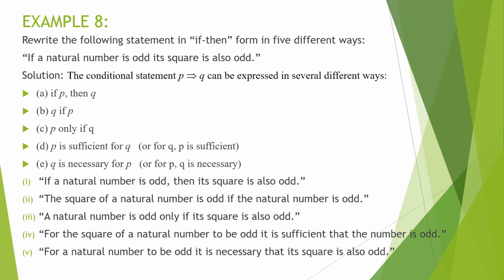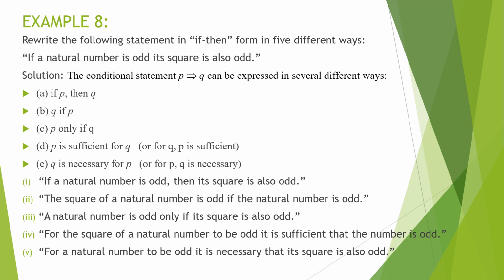Now see, while defining if-then type of conditional statement, we had seen we can write it in 5 different ways. So the next example says that rewrite the following statement in if-then form in 5 different ways. The given statement is, if a natural number is odd, its square is also odd. So here the conditional statement is if P then Q. Now by definition it can be written in the 5 ways given over here. Let us write one by one each of the ways.